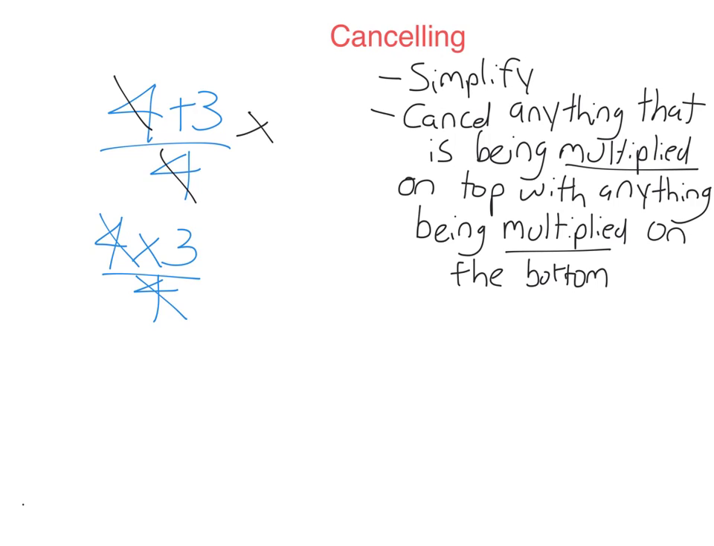And of course, since we can do it with numbers, we can do it with letters as well. So let's say I had a squared over 16, and I'm multiplying that by 4 over a. So you can see that there are some common factors here. It doesn't matter if, say, the 4 and the 16 are diagonally opposite each other. I can still cancel them because 4 is being multiplied on the top and 16 is being multiplied on the bottom.